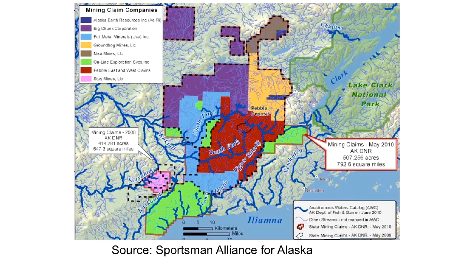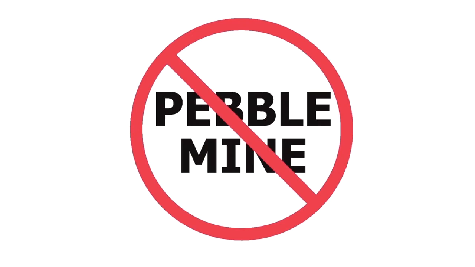So we have to protect what we've got. We've got to protect the salmon. We've got to protect sockeye salmon, which is a tremendous resource for us. And we have to stop things like Pebble Mine. Beyond that, though, there are things that we could do, I think, in our normal eating patterns.